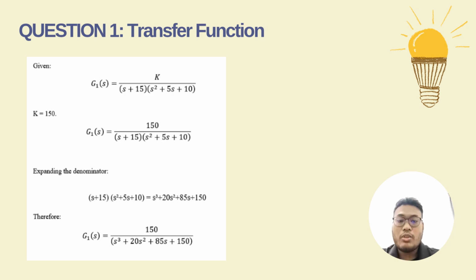First, in equation 1, transfer function, we discuss the given transfer function of the system. The gain k is set to 150. After the substitution, the transfer function becomes 150 divided by s cubed plus 20s squared plus 85s plus 150. This transfer function is used throughout the analysis and simulation.